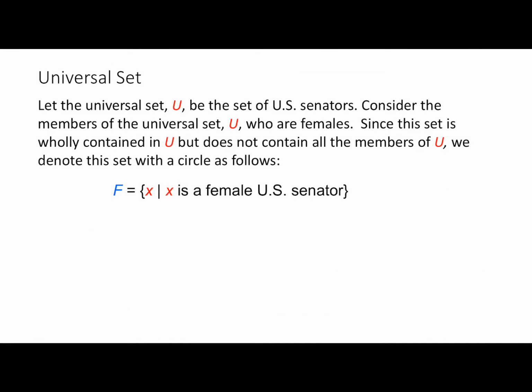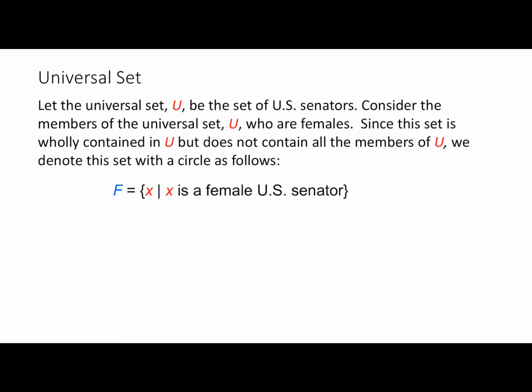All right, so when we're dealing with sets, we want to think of a universal set as sort of the larger set in which all of the sets we're talking about live. So here I'm going to let my universal set be U. So I'm living in the universe of U.S. senators, U. And I want to think about the members of the universal set U who are females. So I'm thinking about just the set of female U.S. senators. This set is contained in U, but it does not contain all of the members of U.